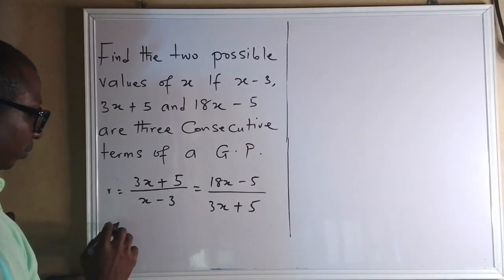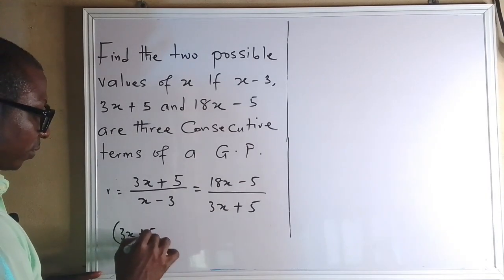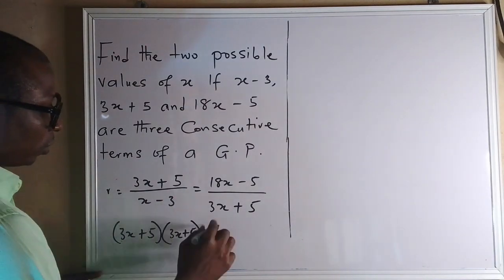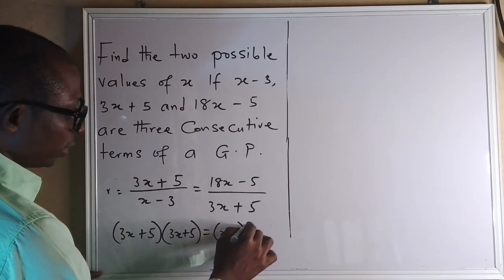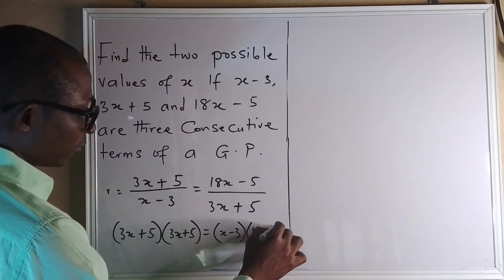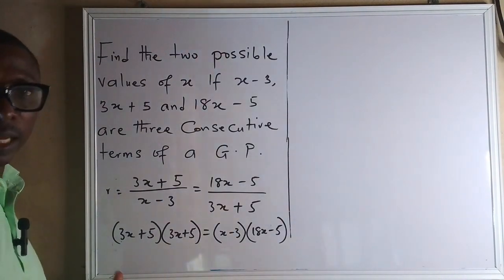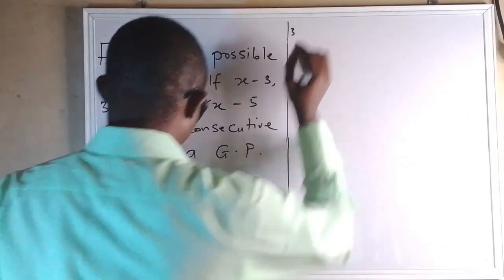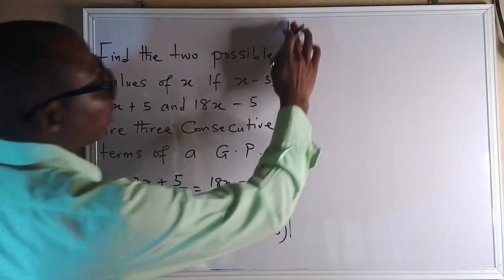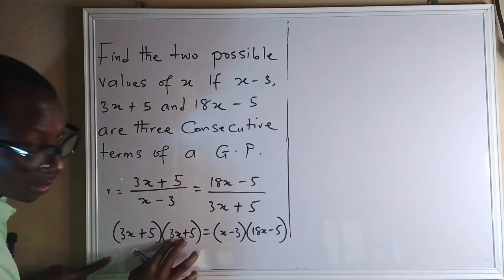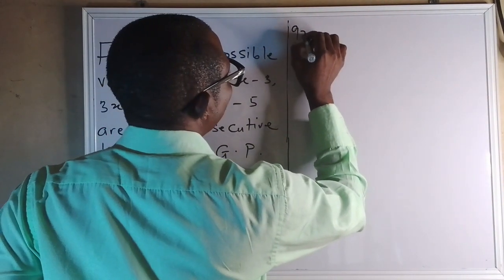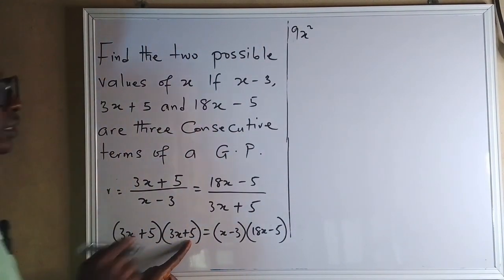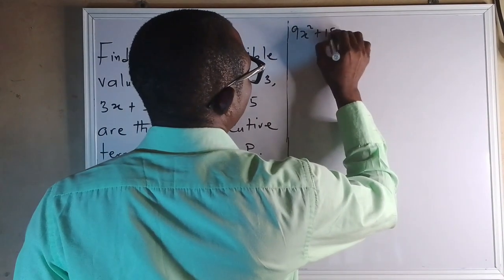So we have 3x plus 5 times 3x plus 5 equals x minus 3 times 18x minus 5. All right. So now let's expand this. This 3x will multiply this. Now 3x times 3x gives you 9x squared. All right. So 3x times 5, that is plus 15x.